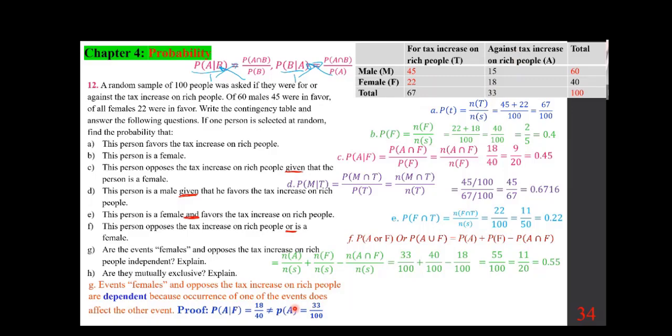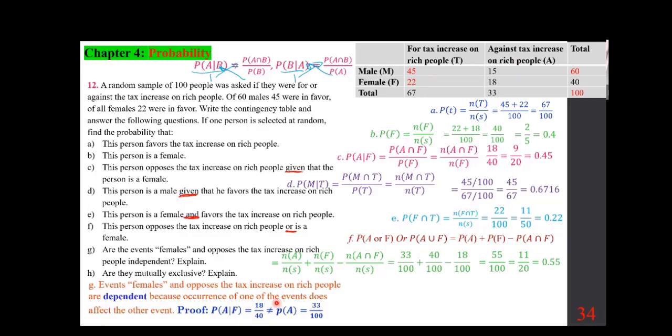So that's a proof. By the way, you can look at the probability of F given A and see if it's equal to the probability of F. So one more time, you could look at the probability of F given A and ask yourself, is that equal to the probability of F? That's another way.